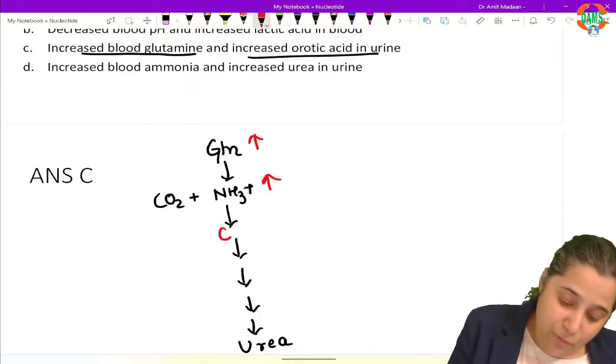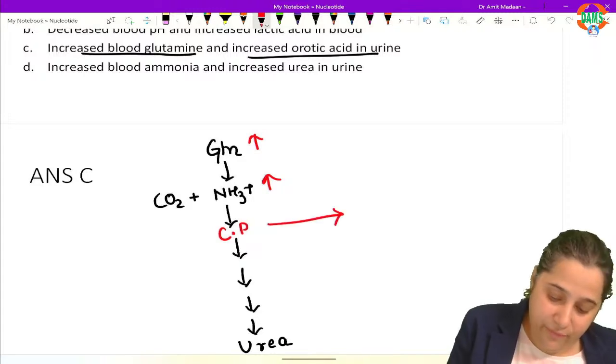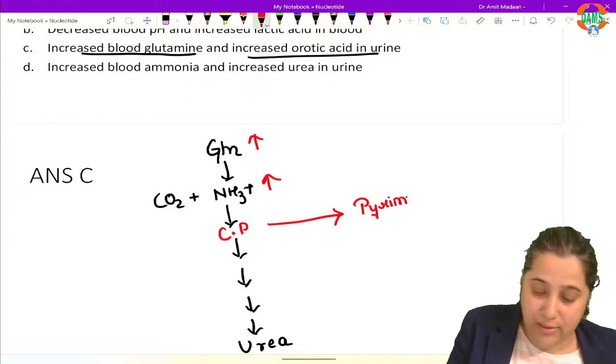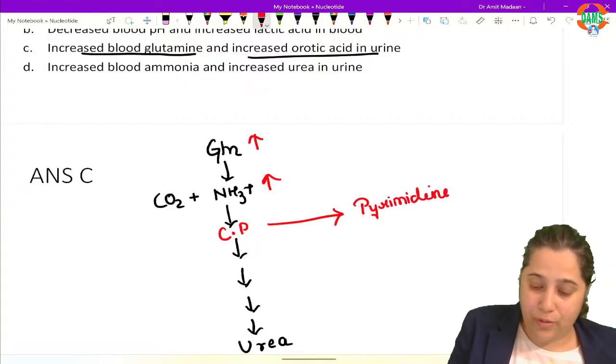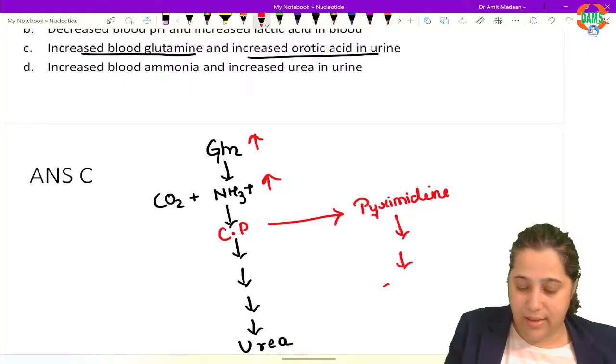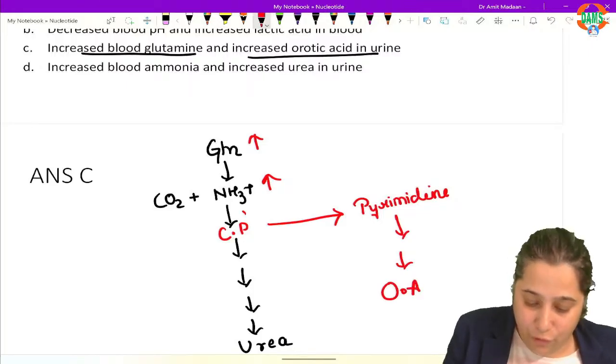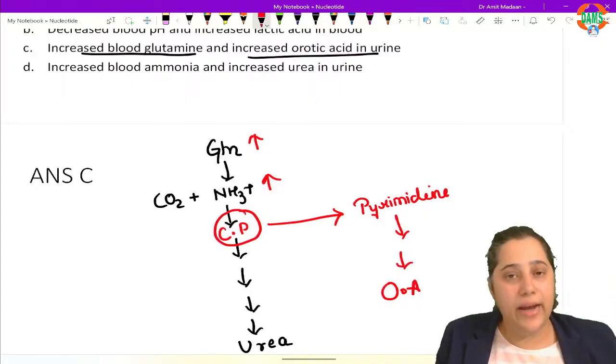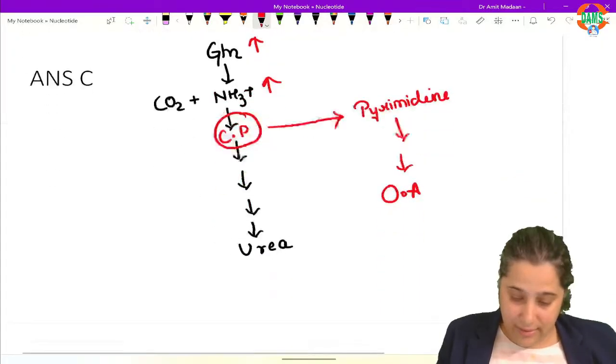Of course, carbamoyl phosphate, which is accumulating, will enter into pyrimidine biosynthesis to form orotic acid. So that is the link. The carbamoyl phosphate is the common link between pyrimidine biosynthesis and urea cycle.